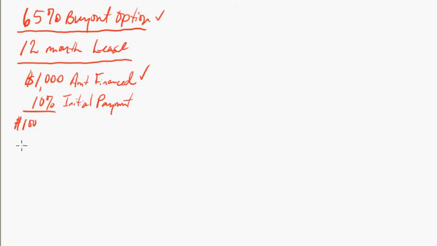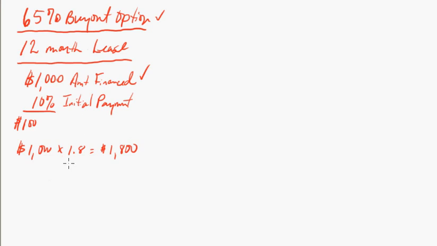So Progressive will take the amount being financed and multiply that times 1.8 to come up with the amount of the full term lease, which in this example would be 1,000 times 1.8, or $1,800.